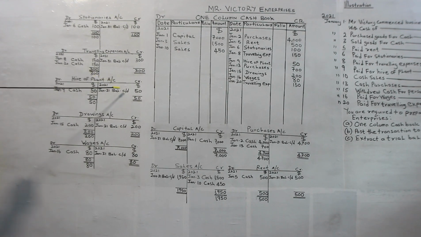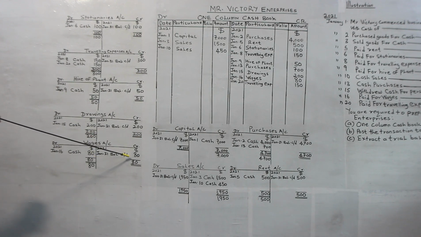And we have for hire of plant 50 on the credit side. We bring it under the figure on the debit side of hire of plant account. All these things become the balance brought down. For the drawings account, we have 200 on the credit. We bring it under the figure on the debit, that is the balance brought down.